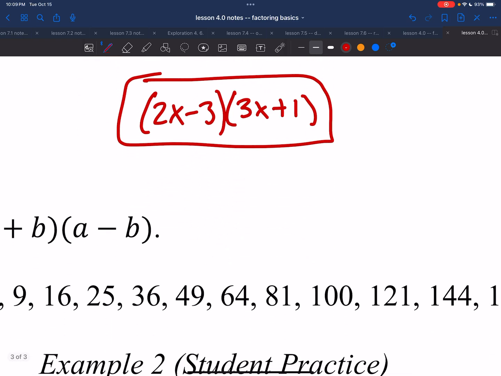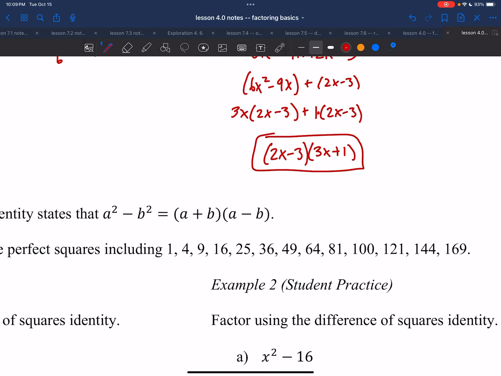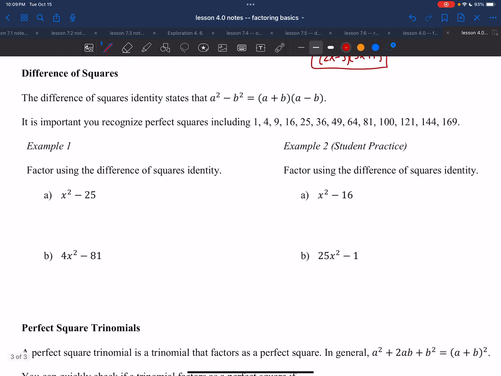Fantastic. All right. We did it. Okay, we're getting there. I know, it's a lot of factoring. Thanks for sticking with me, guys.